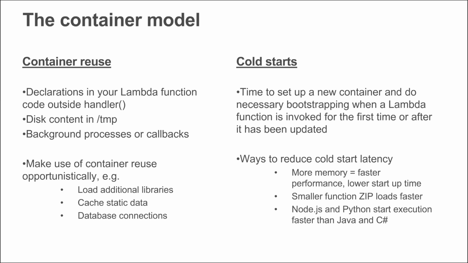The other thing you can do is a smaller function zip. The smaller the code you upload, the faster it is going to be able to load it. So try to remove all unnecessary binaries or unrequired code from your function whenever you are loading the function. Because remember, even if you are not going to actually use that library, we are going to have to load it, which is going to slow that down a little bit.